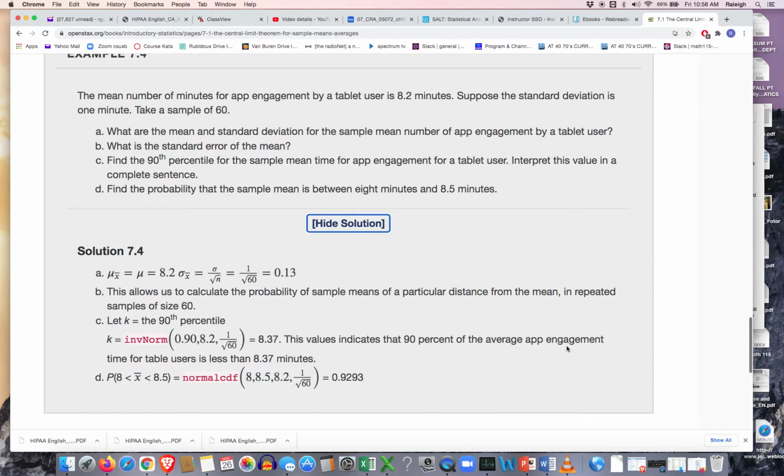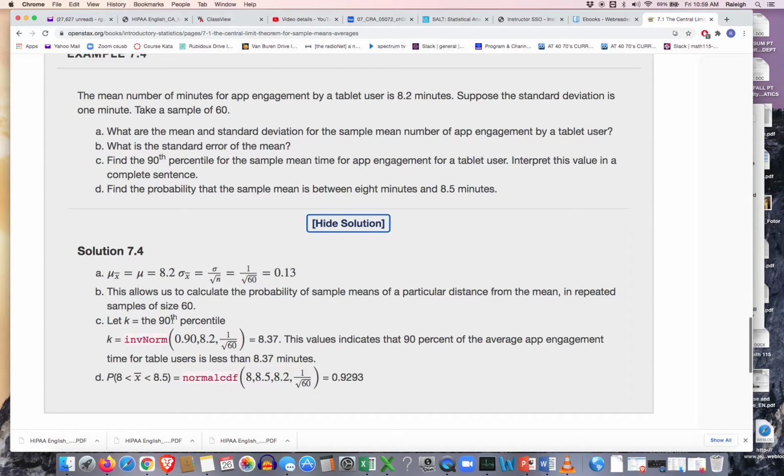So 90% of the average app engagement times for tablet users is less than 8.37 minutes. Notice how close that is to 8.2. This is a very tight standard deviation. There's not much wiggle room. The difference of these two numbers is 0.17 of a minute. That's about a sixth of a minute. That'd be about 10 seconds difference, and you're already in the 90th percentile. But then you're talking about a group of 60 people, so it's not all that surprising if you think about it. Get 60 people to move even 1 second is a lot harder than one person to do that.